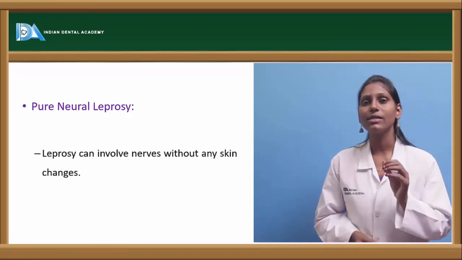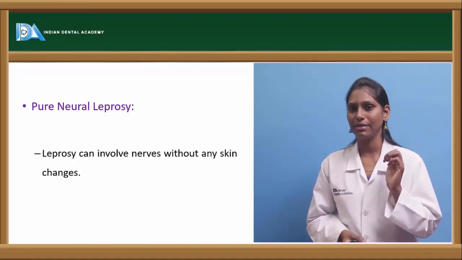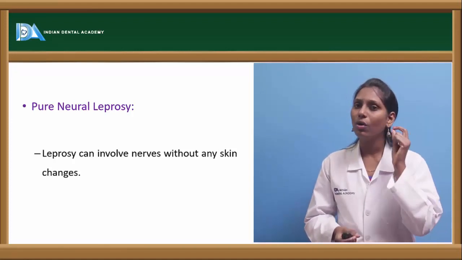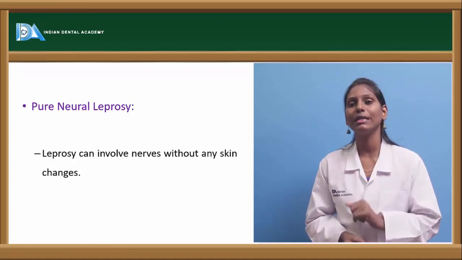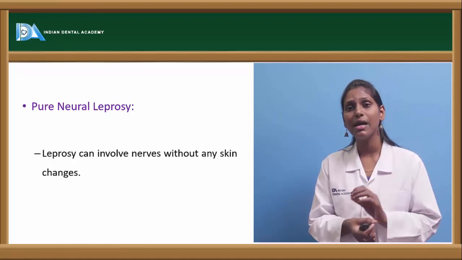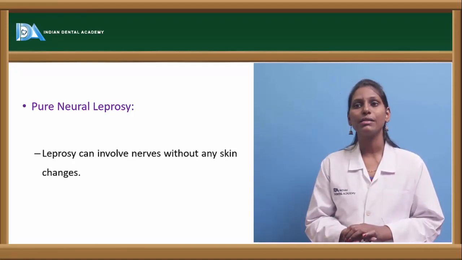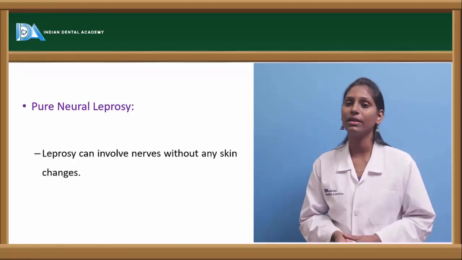There is something called pure neural leprosy. In this pure neural or neuromatous leprosy, only neural tissues are involved without any skin infection, without any skin lesions. Normally in leprosy we see hypopigmented macules, but in pure neural leprosy you can only see leprosy that involves the nerves.